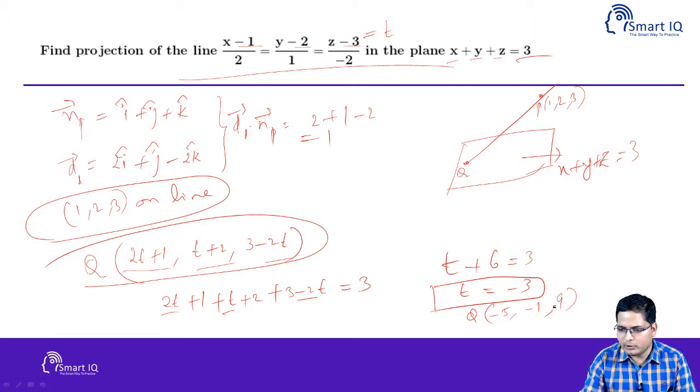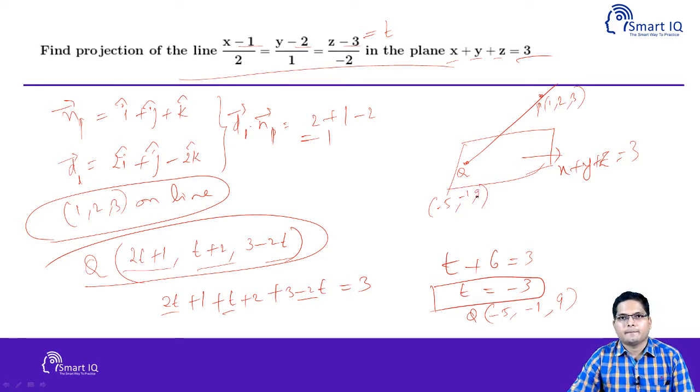9. So this is the point Q. So basically the point Q is (-5, -1, 9). But I need the projection. So what we do is, from P you draw the foot of perpendicular onto the plane. If you draw the foot of perpendicular onto the plane, this QM, I will call that M, is called the projection of this line on the plane. So QP's projection on the plane is QM.